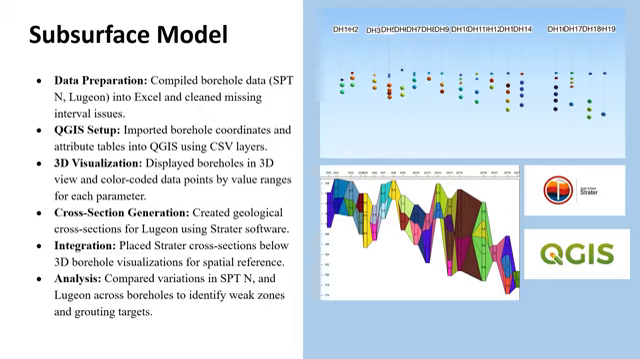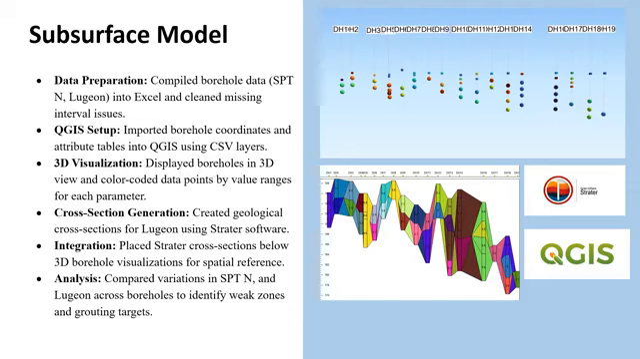Next, we imported the borehole coordinates and these attribute tables into QGIS. This allowed us to place every test point accurately on a map using QGIS 3D visualization tools. We displayed the boreholes in 3 dimensions and color-coded each point according to its test intervals. This visual approach helped us to quickly spot patterns and variations spatially, such as zones where soil was weaker or the rock was more permeable.